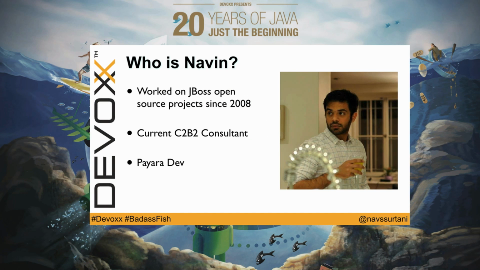My name's Navin. Brief introduction as to what I've done before. I've worked on JBoss open source projects since 2008. I'm currently a consultant for a company called C2B2 Consulting in the UK. And recently I've started doing some development work on Payara.